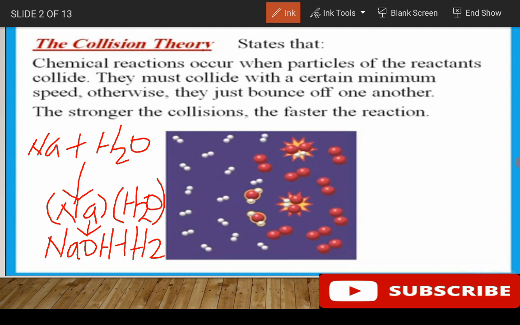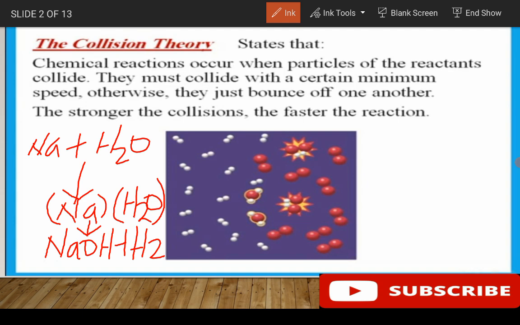Your examiners would want you to state the collision theory. What does it state? Usually theories don't attract many marks. A theory is like a definition. It's only worth 1 mark. So you have to say chemical reactions occur when particles of the reactants collide. I've tried to shorten it so that it doesn't sound clumsy and long, short enough for you to easily remember.